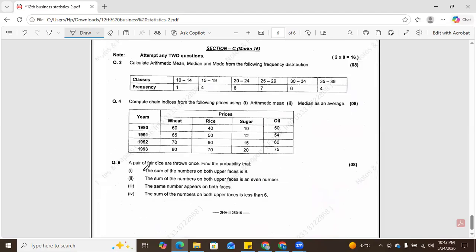A pair of dice are thrown once. Find the probability that the sum of the numbers on both upper faces is 9. The sum of the numbers on both upper faces is an even number. The same number appears on both faces. The sum of the numbers on both upper faces is less than 6.